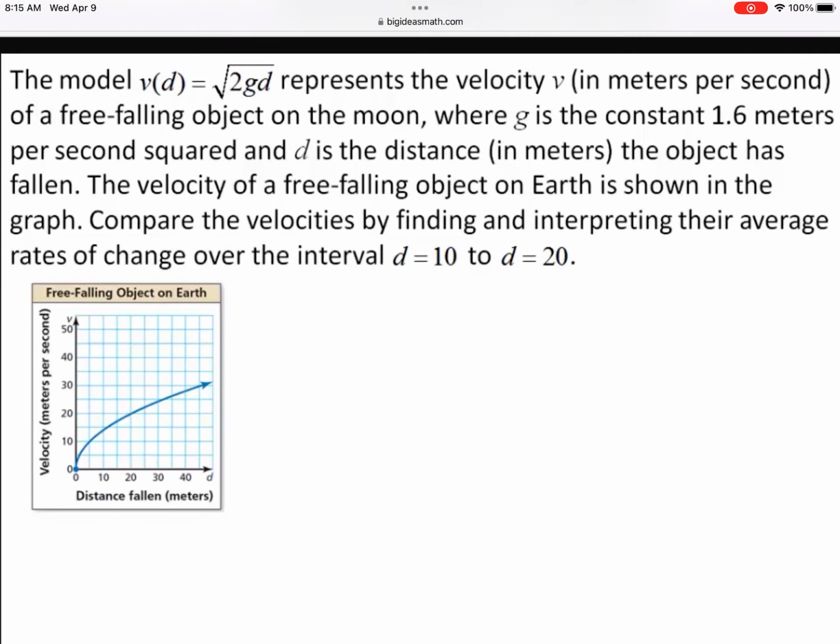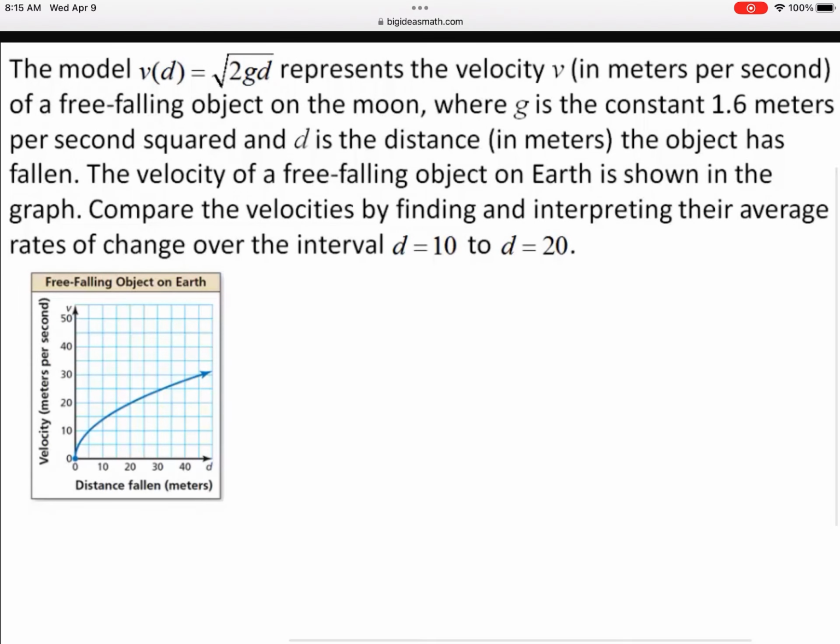The model v of d equals the square root of the quantity 2 times g times d represents the velocity v in meters per second of a free-falling object on the moon, where g is the constant 1.6 meters per second squared, and d is the distance in meters the object has fallen. The velocity of a free-falling object on Earth is shown in the graph.